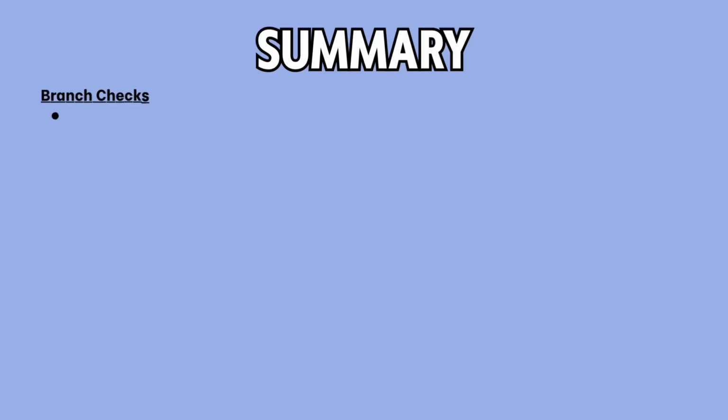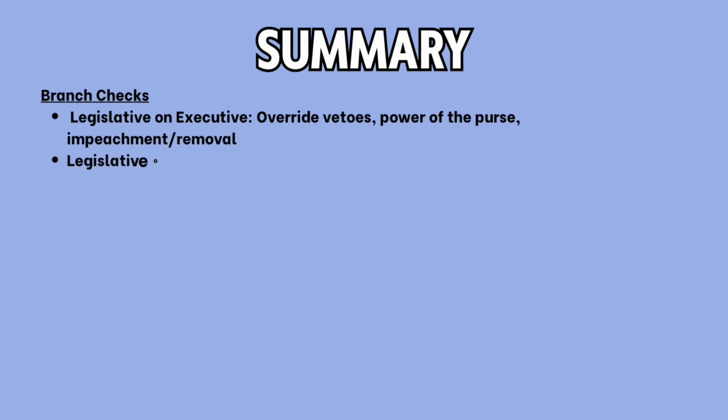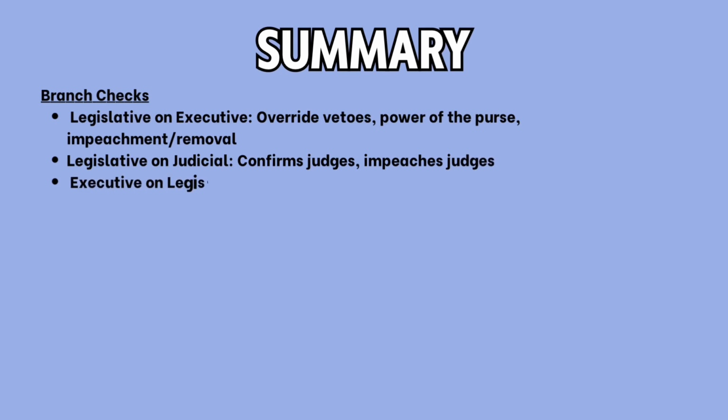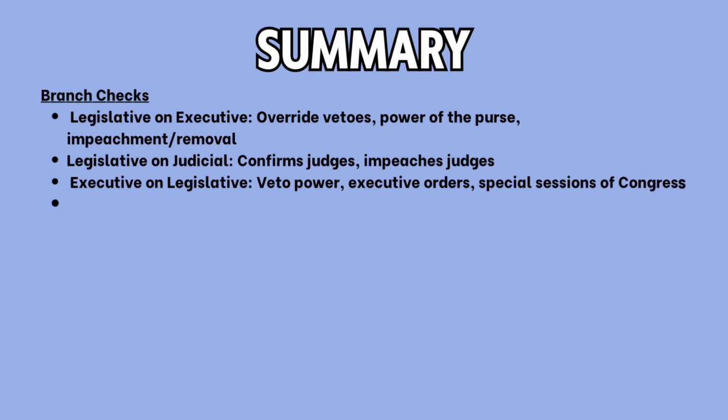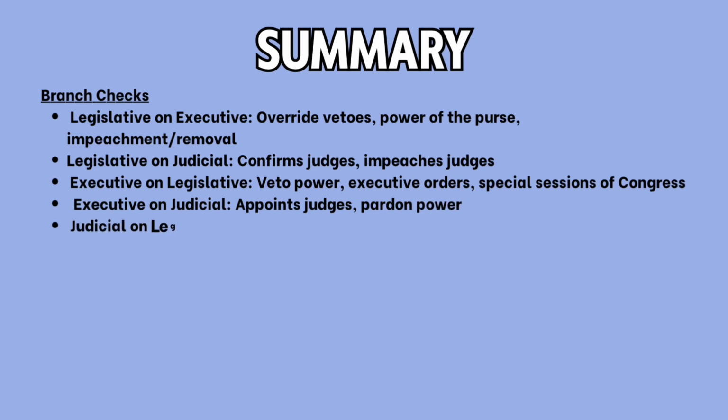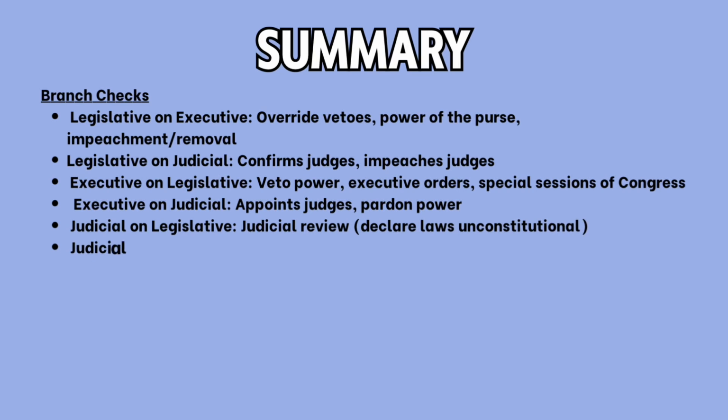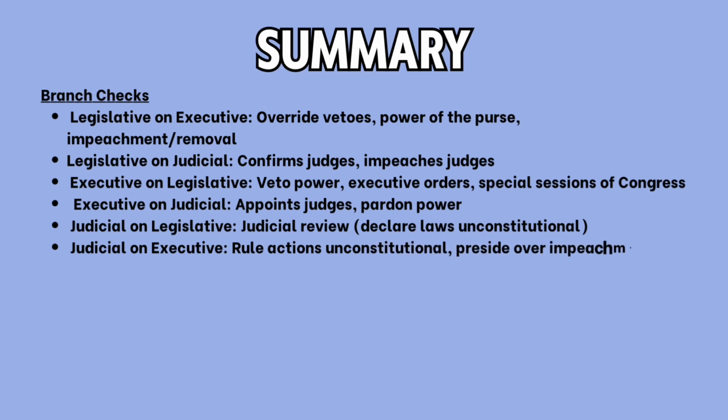Then we broke down how each of the branches checks each other. The legislative checks the executive by overriding vetoes, controlling funding, and impeaching the president. Legislative checks the judicial by confirming or rejecting justices and impeaching federal judges. Executive checks the legislative through vetoes, executive orders, and calling special sessions of Congress. Executive checks the judicial by nominating justices and issuing pardons. Judicial checks the legislative through judicial review, declaring laws unconstitutional. Judicial checks the executive by ruling executive actions unconstitutional and presiding over impeachment trials.